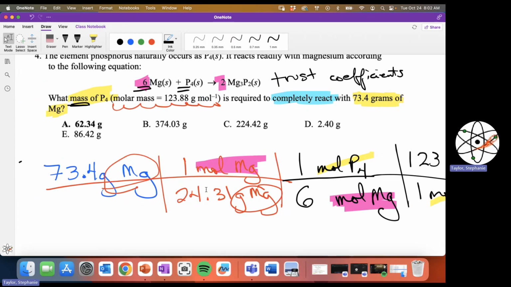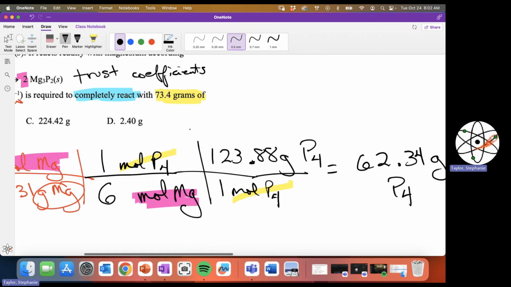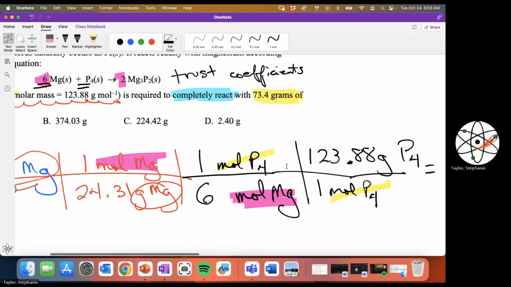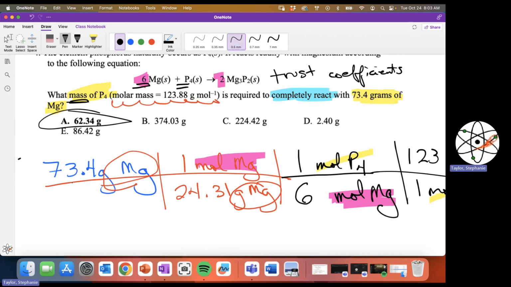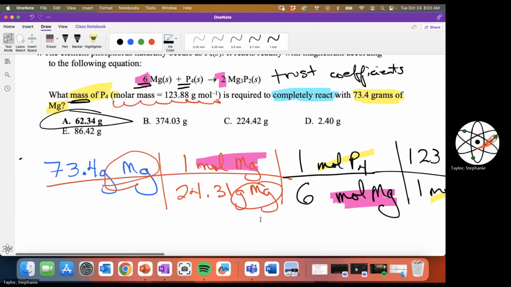So now we can do this. 73.4 divided by 24.31 divided by 6 times 123.88. This then gives us 62.34 grams of P4, and look at that. Boom, no problem. Lovely.